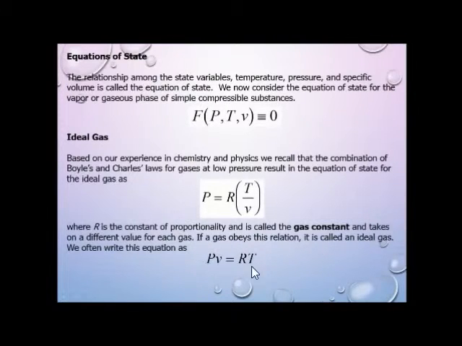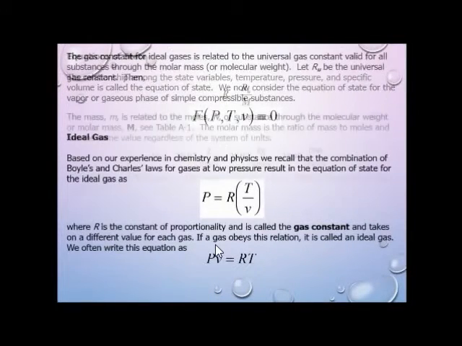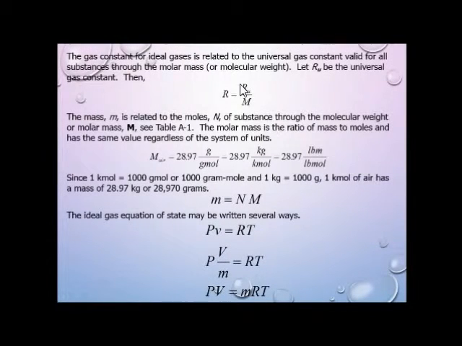So we often write PV equals RT, and for n particles we write PV equals nRT. Now this R is the gas constant, which equals the universal gas constant divided by the molecular mass of the particular gas. So the mass m is related to the moles n of the substance through the molecular weight or molar mass M. The molar mass is the ratio of the mass to the moles and has the same value regardless of the system of units.